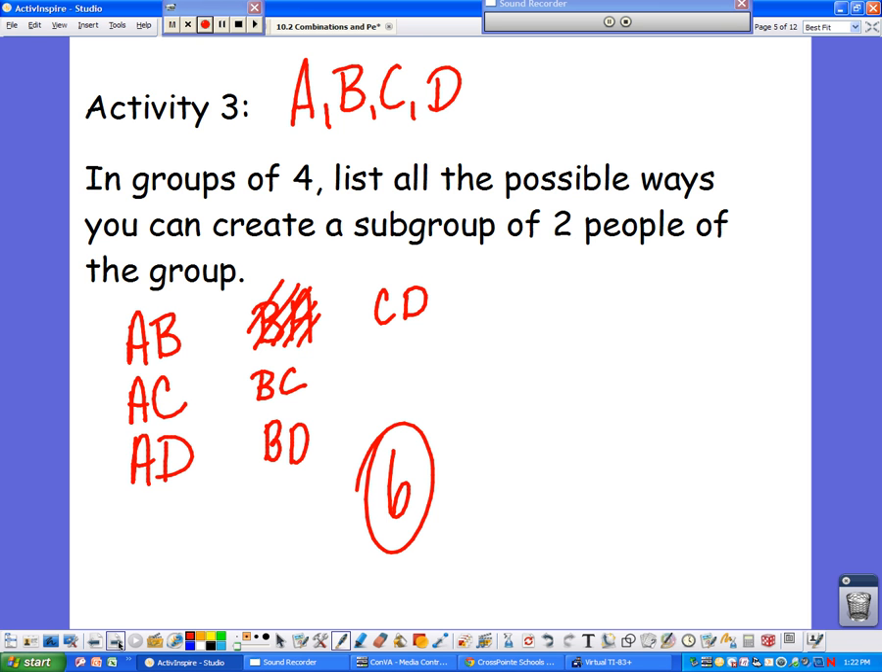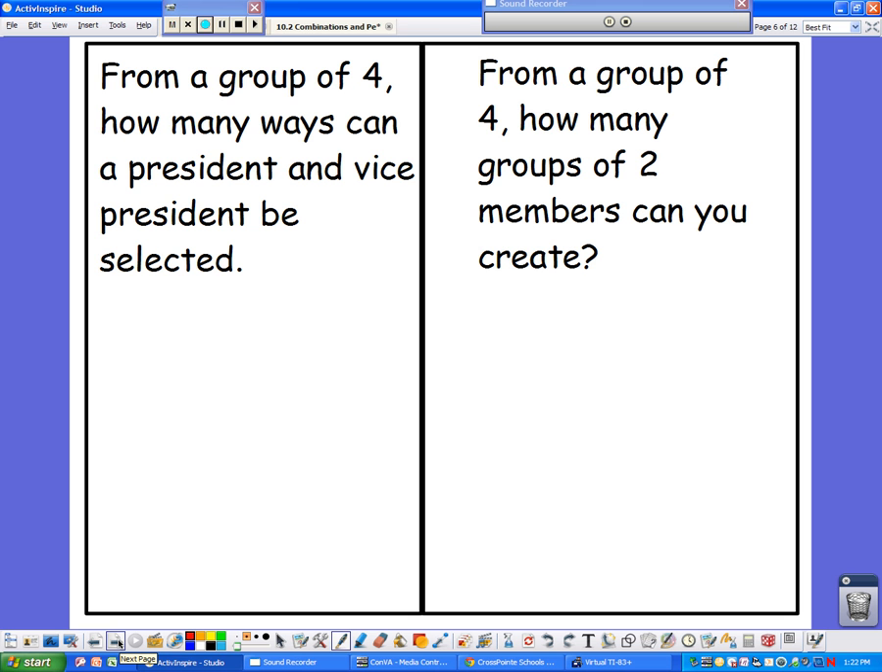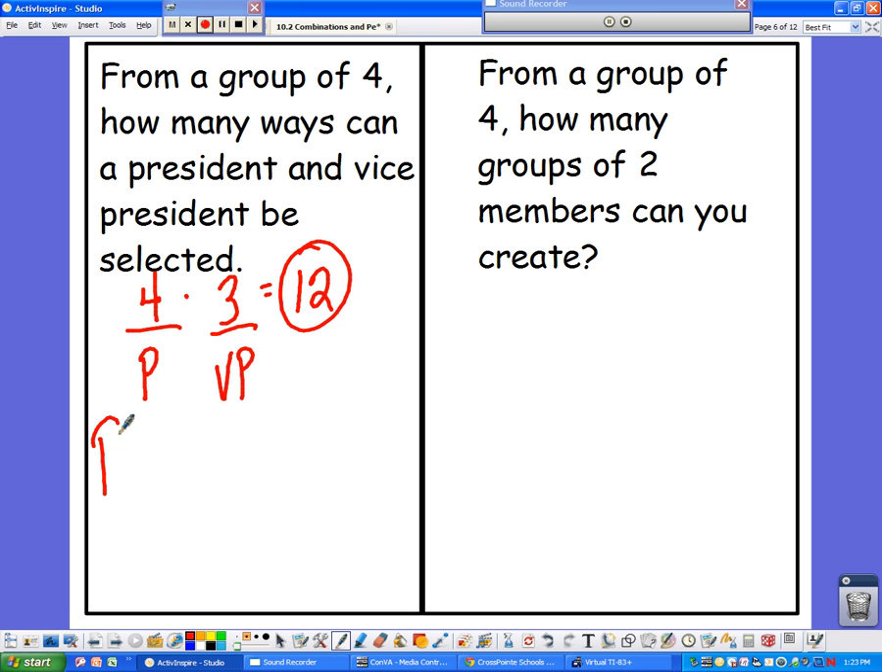Okay, now here's the main difference. So this is probably the most important slide to help you keep these 2 concepts separate. Okay, so from a group of 4, how many ways can a president and a vice president be selected? So this is one where we're going to do the president and we're going to do the vice president. We have 4 people that we can pick. Once we pick one, we have 3 to pick from, multiply them, and we have 12 different ways that we can get that out. Just like we did in activity 2. This is called a permutation.